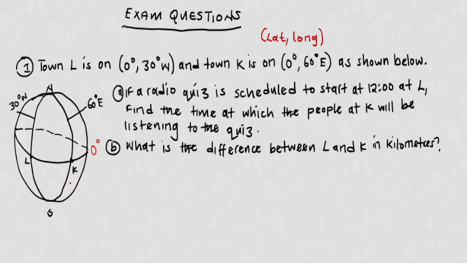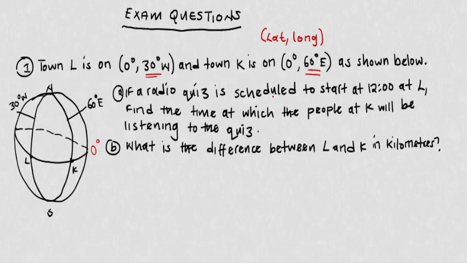Now, here's the first point I want you to note. This is a question on time difference. Time difference is dealt with longitudes only. So our interests are going to be longitudes. Now remember, I said it is latitude, longitude. So our interests are going to be longitude. Here, longitude 30 degrees west. Here, longitude 60 degrees east. So this is where I'm going to concentrate.